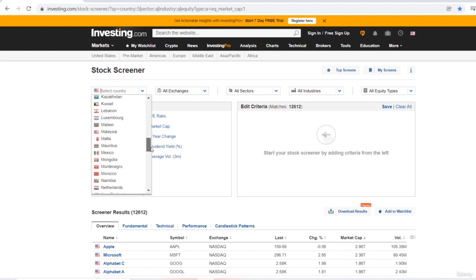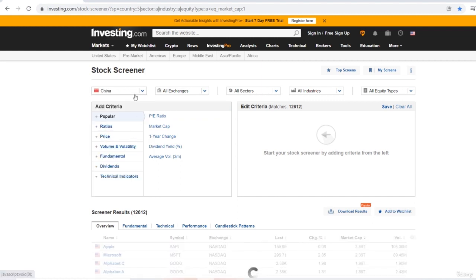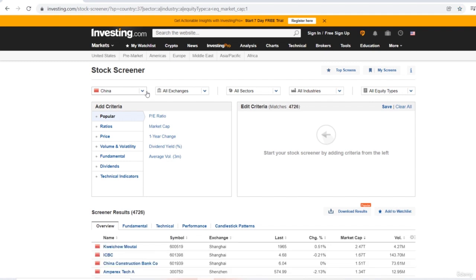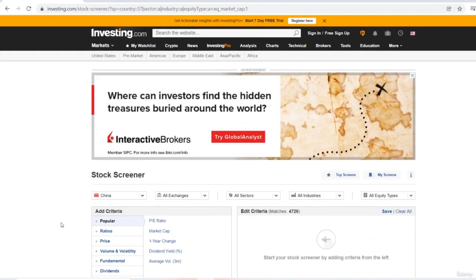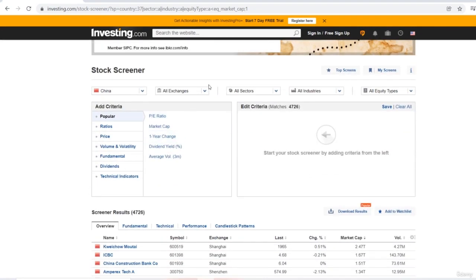And as you can see, there's a lot of different countries you could choose from as far as looking at different stocks in different markets. Let's say I'm looking for some growth stocks, maybe a little bit more emerging markets. So let's say I'm looking at China, for example. So let's say I'm interested in China. And you can see it's coming up with 4,726 results so far with China. So that's a lot of stocks to choose from.